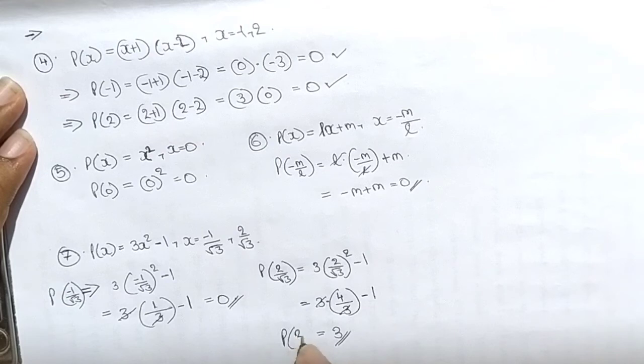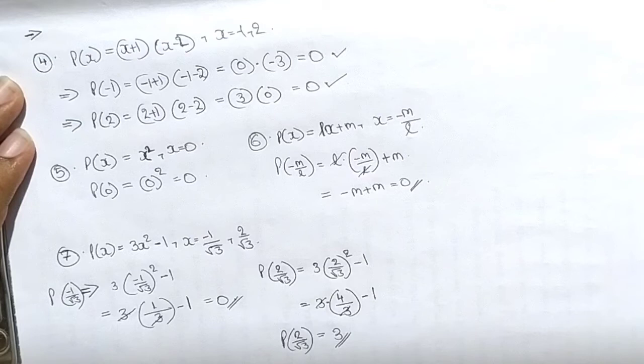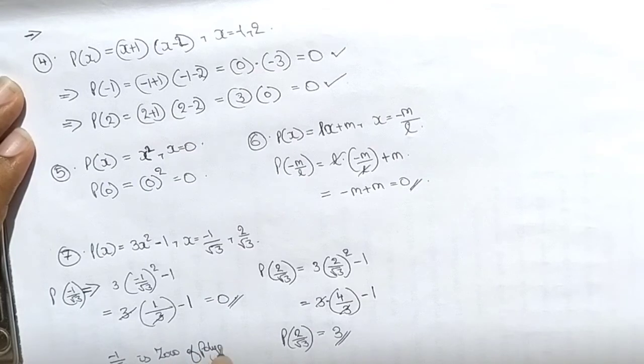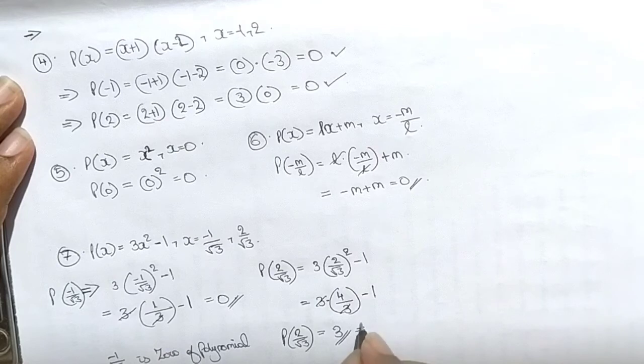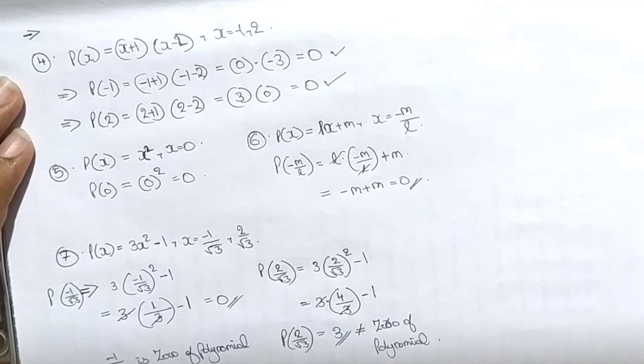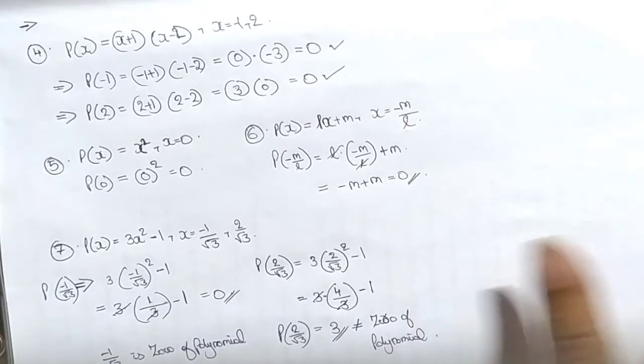Remember here, one value gives you the 0 of a polynomial and the other value is not satisfying the given condition. So minus 1 by root 3 is a 0 of the polynomial, and this is not equal to a 0 of the polynomial. Hope this is understandable.